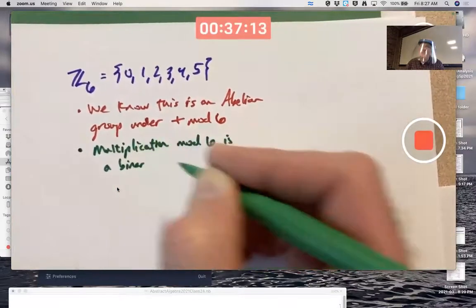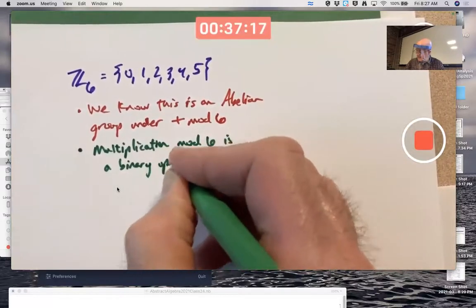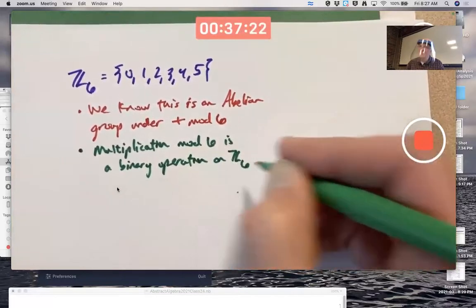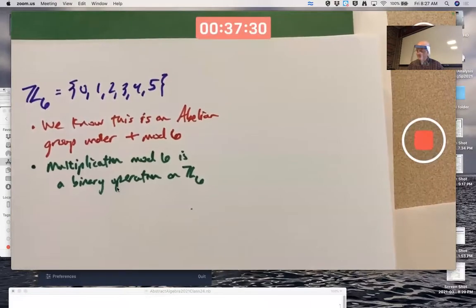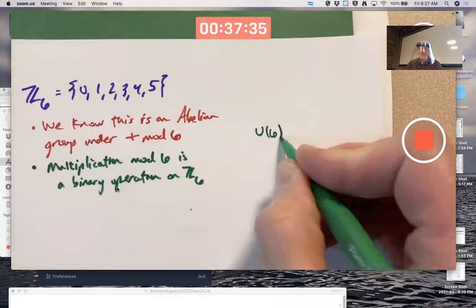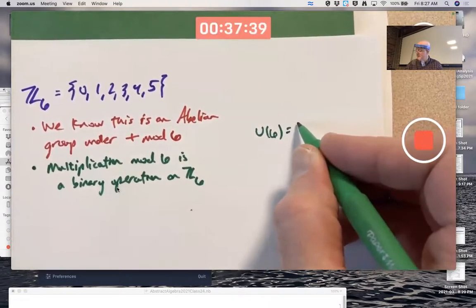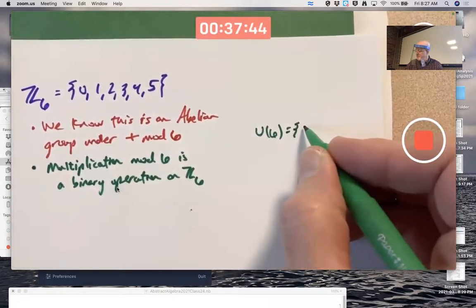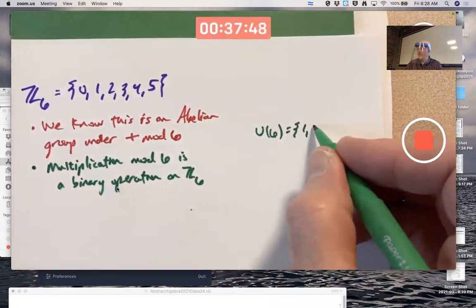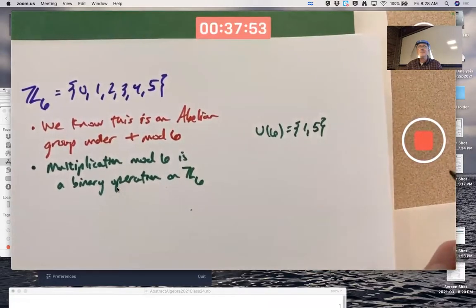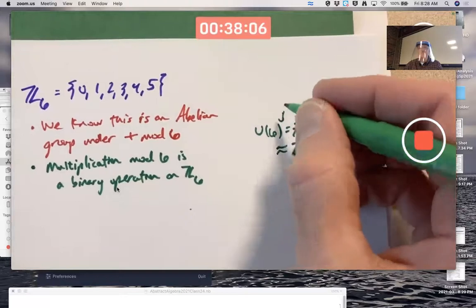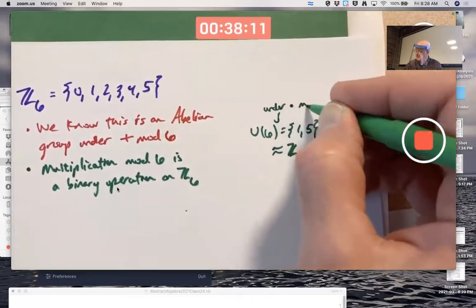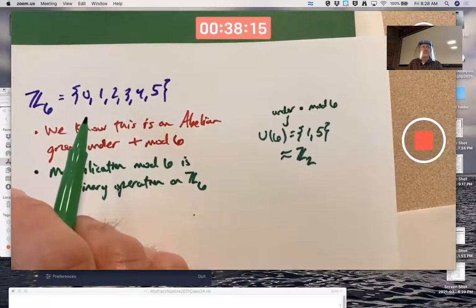It's not isomorphic to U6, right? U6, the set of positive integers relatively prime to 6 under multiplication mod 6, consists of just two elements, 1 and 5. Under multiplication mod 6 it is a group. It's isomorphic, in fact, to Z2, but the operation is multiplication mod 6. That's a group, but this is not the same set as that. They're different sets.